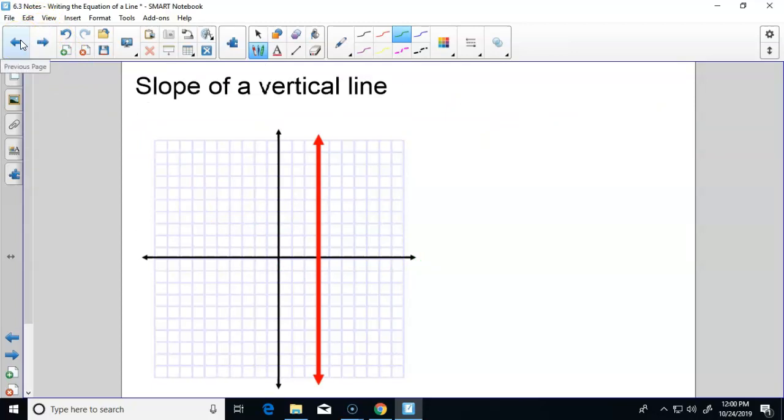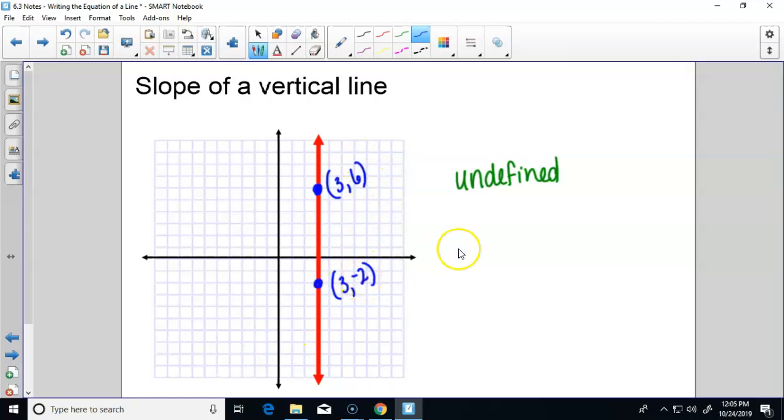Okay. A couple more important things about slope. The slope of a vertical line is undefined. If you want to think of how this would work, pick a couple of points on this line. The coordinates of this point are 3, 6, and let's pick a point here. The coordinates of this point are 3, negative 2.